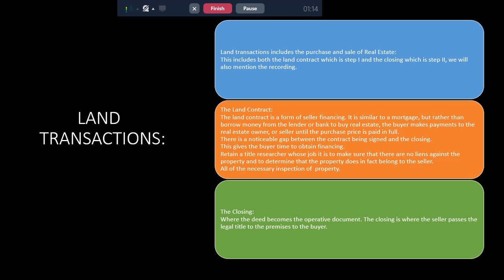There's a noticeable gap between the contract being signed and the closing. But the reason for this gap is so that it gives the buyer time to obtain financing, allows them to retain a researcher whose job it is to search to see if there's any liens against the property or to determine if the property does in fact belong to the seller. All of the necessary inspections of the property is also done at this time. Then there's the closing. The closing is where the deed becomes the operative document. The closing is where the seller passes the legal title to the buyer.